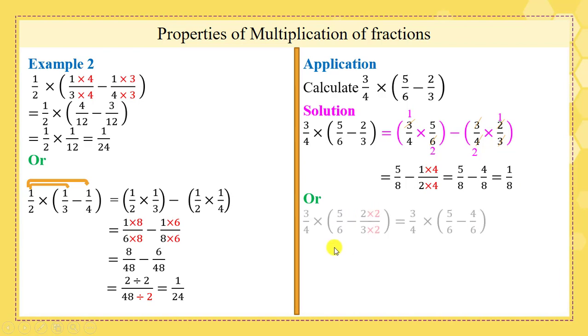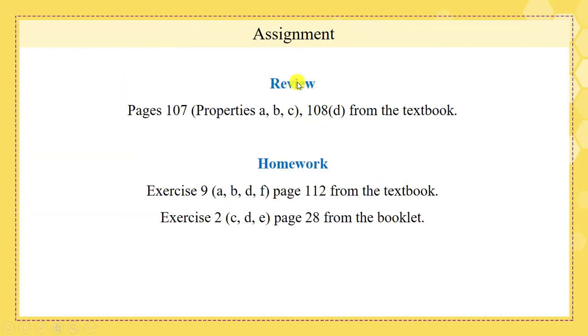Or 3 over 4 times 5 over 6 minus 2 over 3. 3 over 4 times 5 over 6 minus 4 over 6 equals 3 over 4 times 1 over 6 equals 3 over 24, divide by 3, equals 1 over 8.